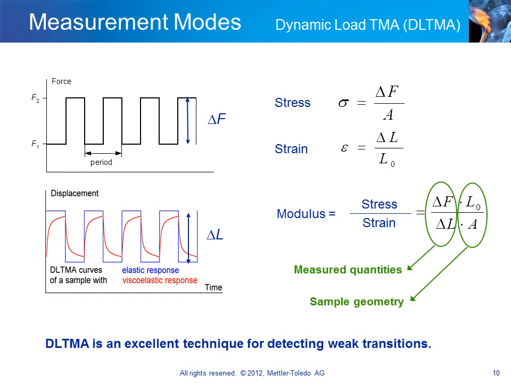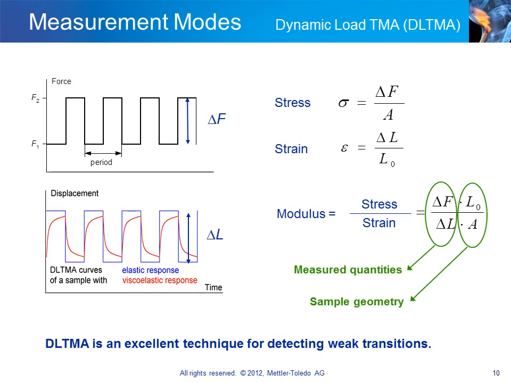The displacement or bending of the sample varies as the force changes. The blue curve in the lower diagram shows the response of an ideal elastic sample, such as a steel spring, which deforms without delay under changing load. In contrast, viscoelastic materials, such as polymers, exhibit a significant time dependence due to molecular rearrangement during the relaxation processes.